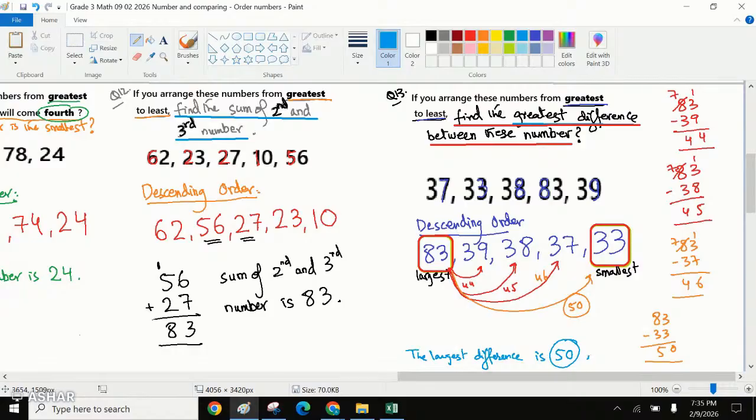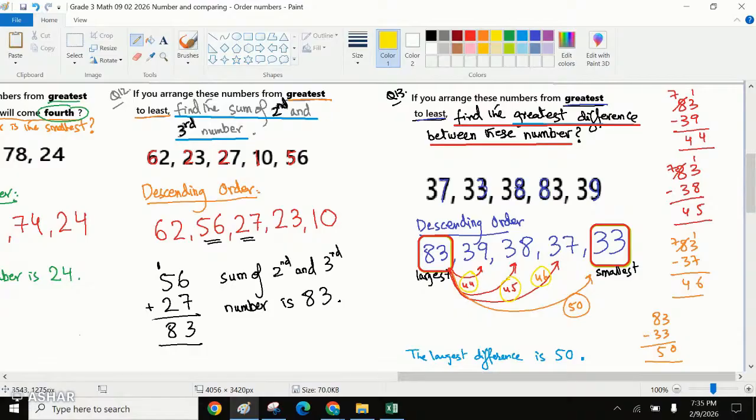But the thing is, when you're trying to find this value, 50, what you need to remember is you don't have to do the middle workings. You don't have to show this, you don't have to show this, you don't have to show this. Because you know that the largest difference would always be between the biggest number and the smallest number. Okay, so sometimes we need to use the logic as well. We don't have to do all the working. Agreed? We can simply say the greatest difference will be between the biggest and smallest numbers.